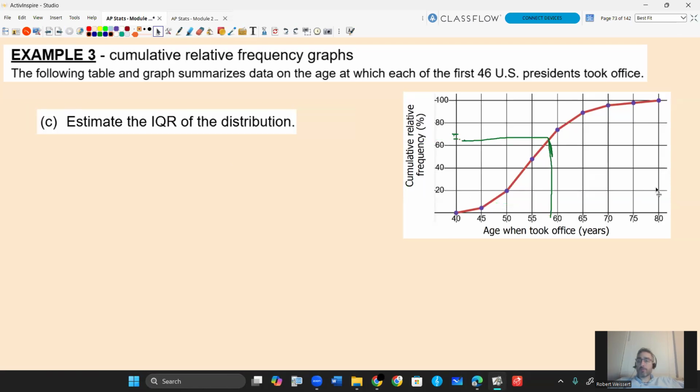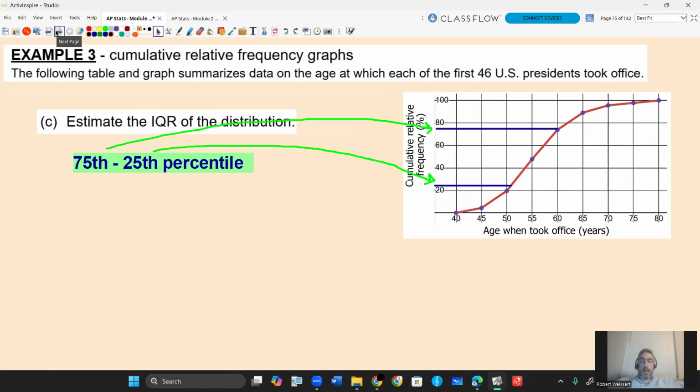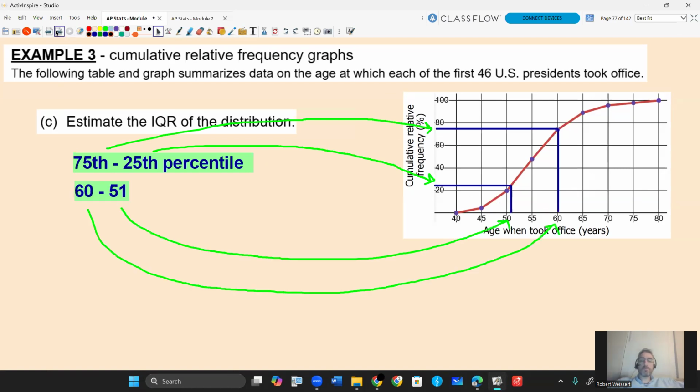Estimate the IQR. The IQR comes from Q3 and Q1, which are the 75th and 25th percentile. And we can get those from the graph as well. So we want to estimate where those are straight down to the age, and it looks like it's going to be about 60 and 51, which means the IQR will be whatever those subtract to, which is about 19 years.